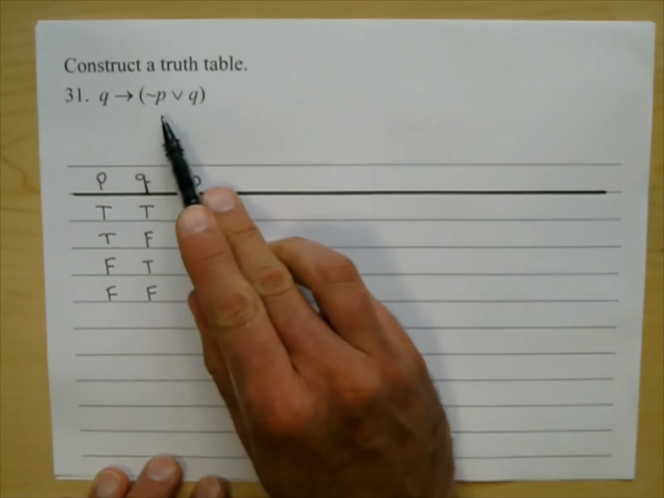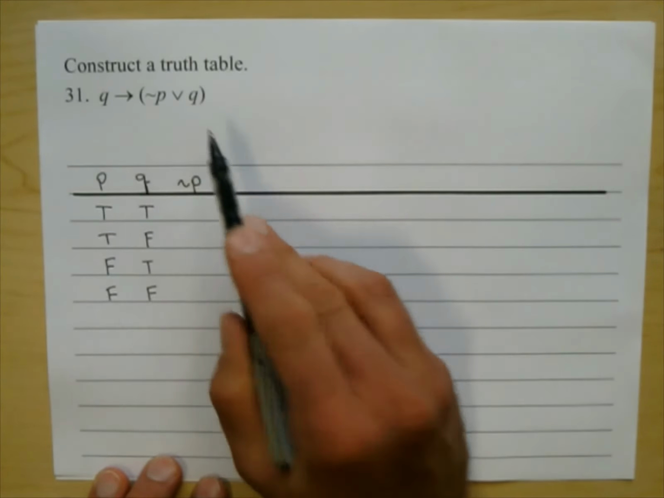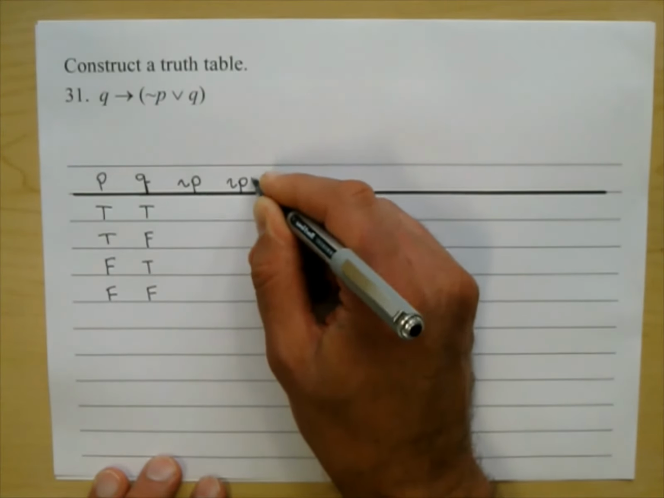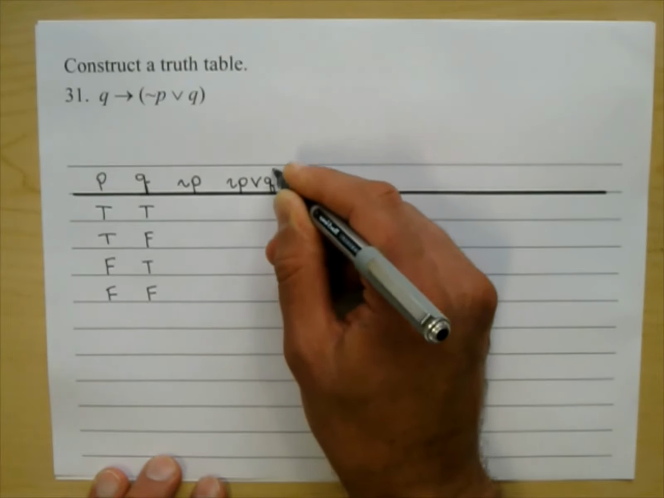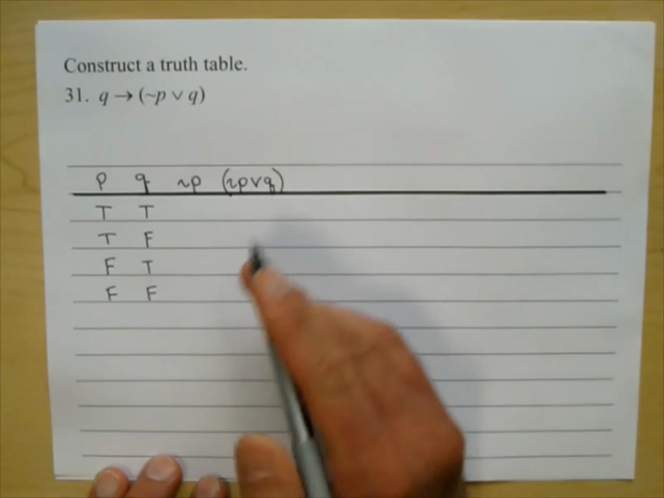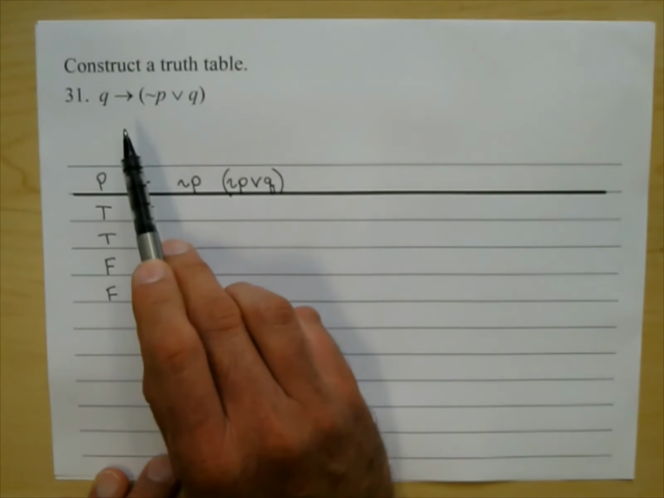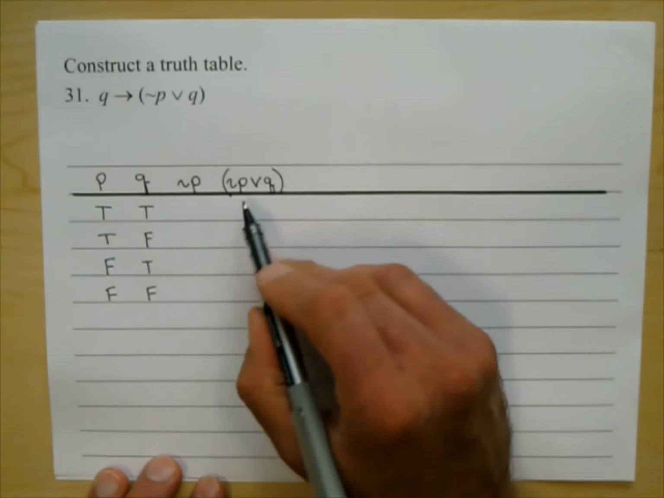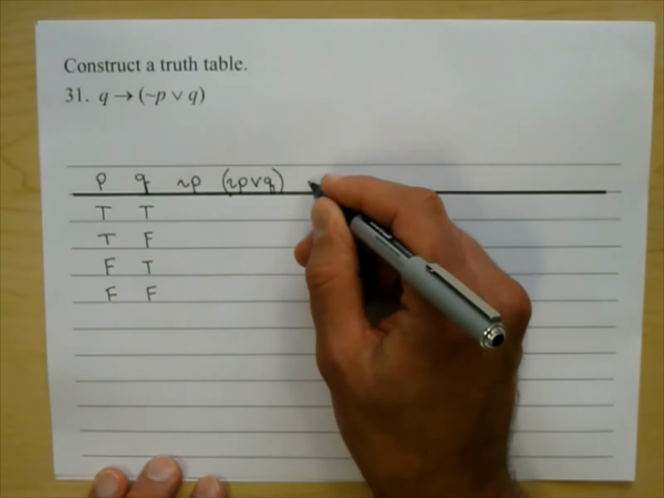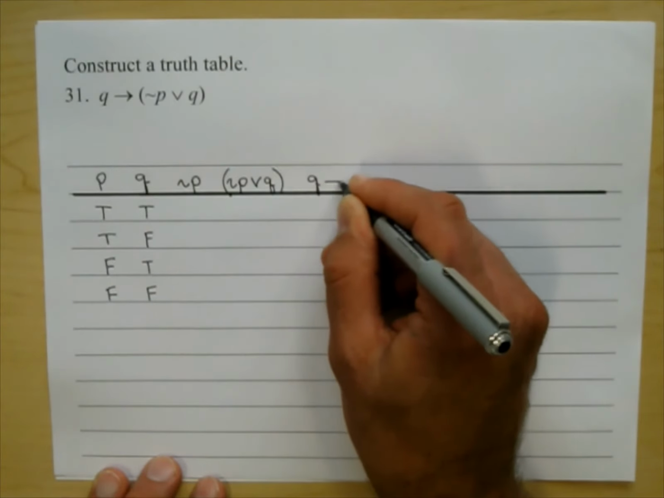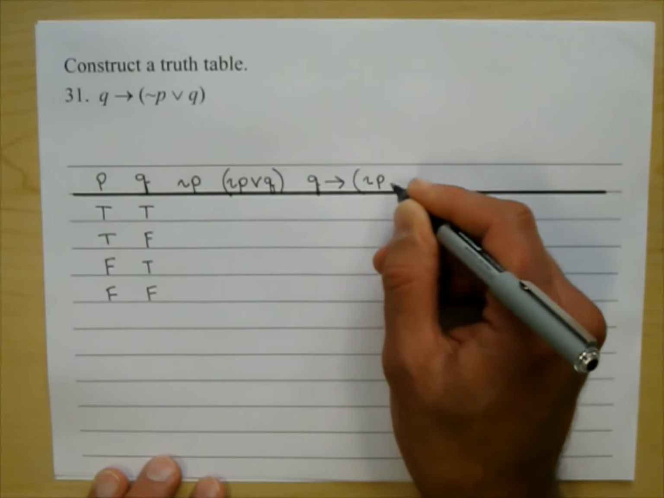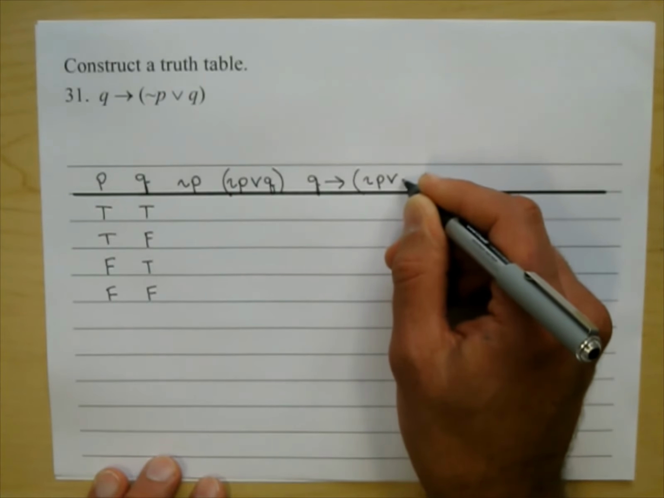After I do the not P, I'm going to write the whole thing here, not P or Q. I can even put parentheses around there. And then the next thing I need is the whole statement. I'm ready to actually write the whole statement after I get that part done. So this is Q, and then we have not P or Q.